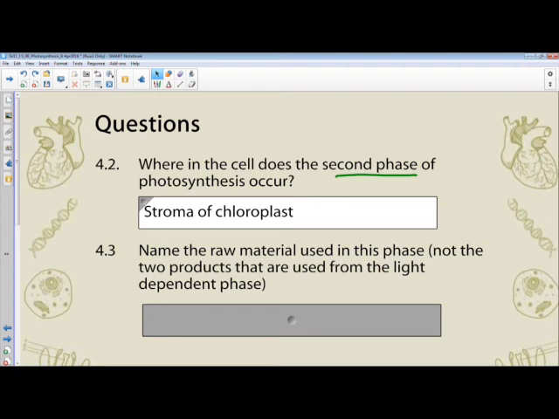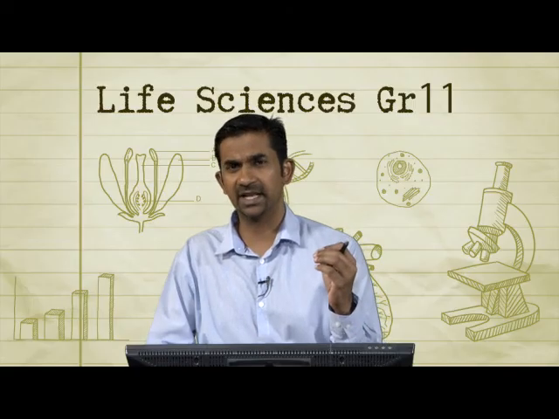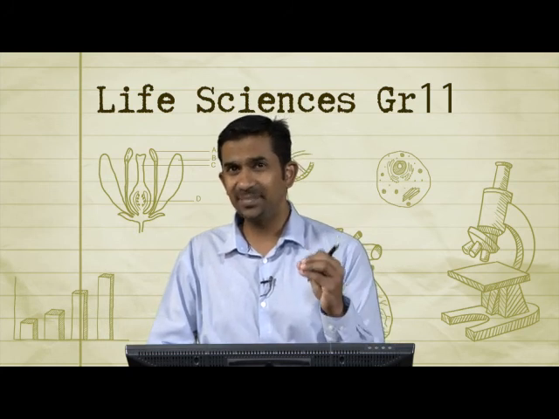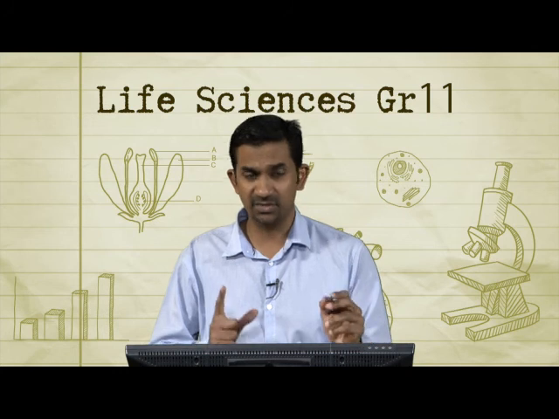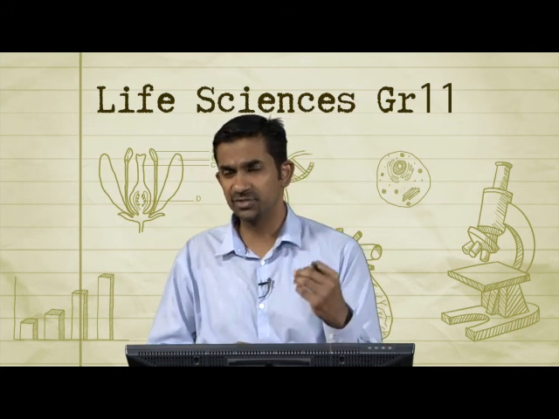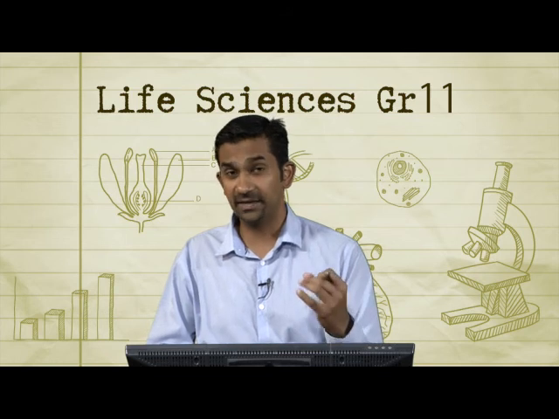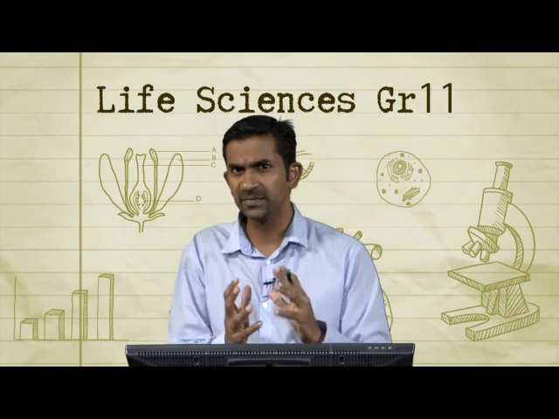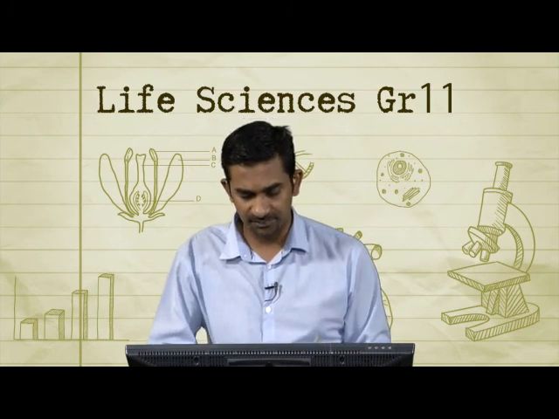As I discussed early on, one of the characteristics of the light independent phase is that it occurs in the stroma. But the light dependent phase occurs in the grana, those stacks of coins into which light is absorbed, which produces the ATP and the high energy atoms that then go into the light independent phase, which is the stroma, the liquid medium of the chloroplast.